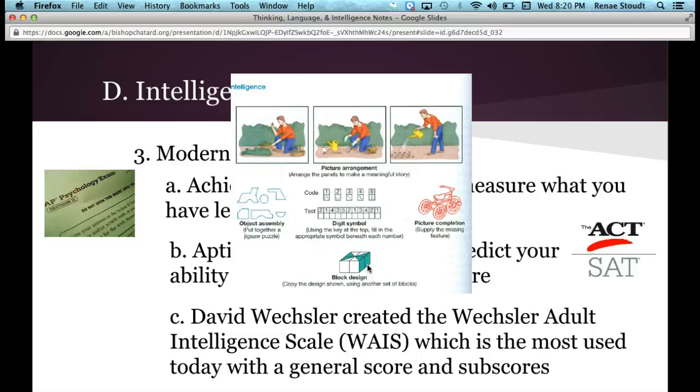But that's the progression of the intelligence tests. In the next video, we're going to talk about how you determine if a test is good.